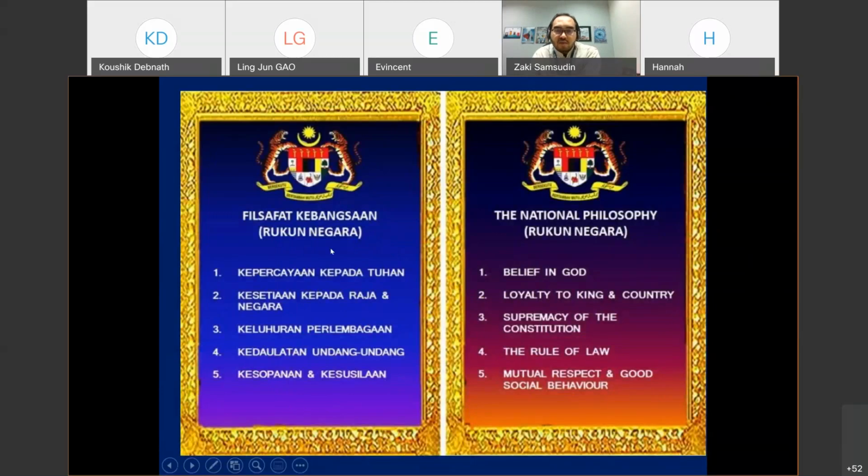Now, this particular Rukun Negara, or this 5 pillars national philosophy, is something that I would say the majority, maybe at least 80% or even more than 90% of Malaysians, remember by heart. You know why or not? We remember this.